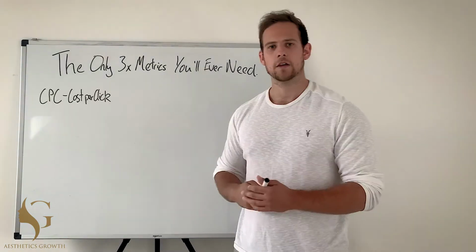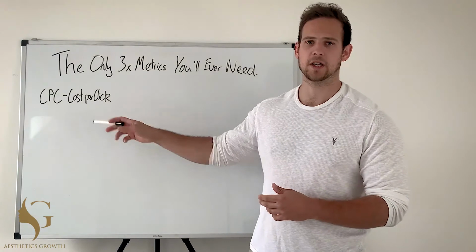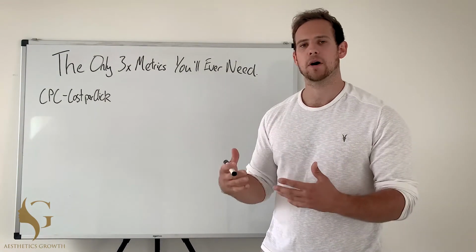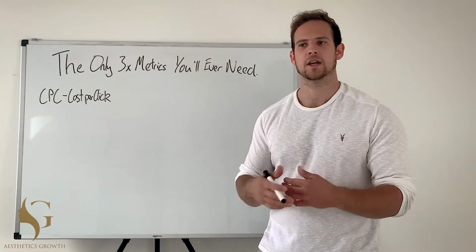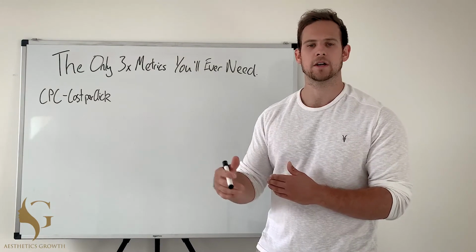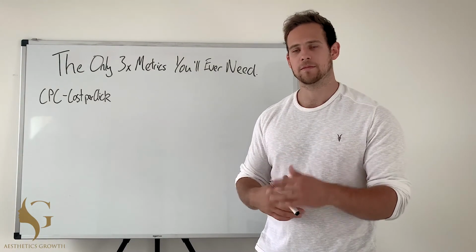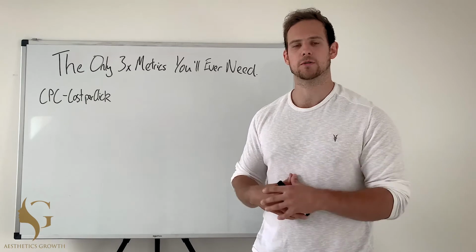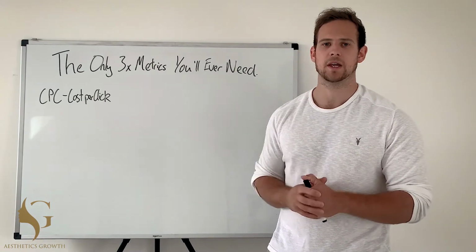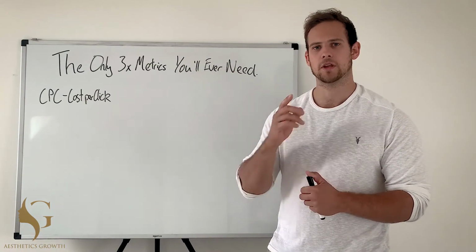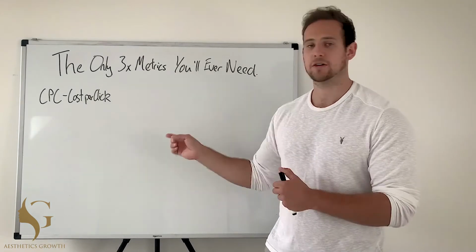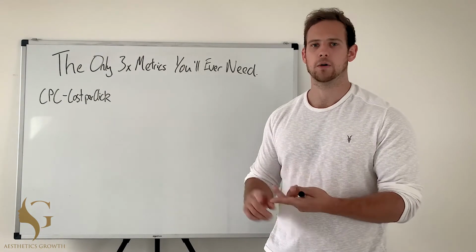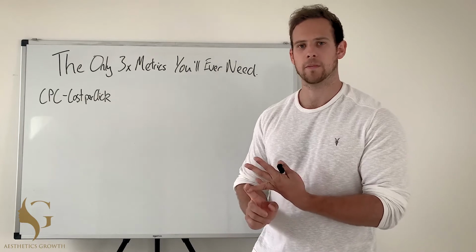The first metric is CPC, it's cost per click. This is how much it costs you to get someone clicking on an advert from Facebook, from Instagram, from a YouTube ad, even from a Google AdWord, PPC. How much is it costing you for one of those people to click on that and then get onto your platform, be it your website or your Facebook page or contact form?